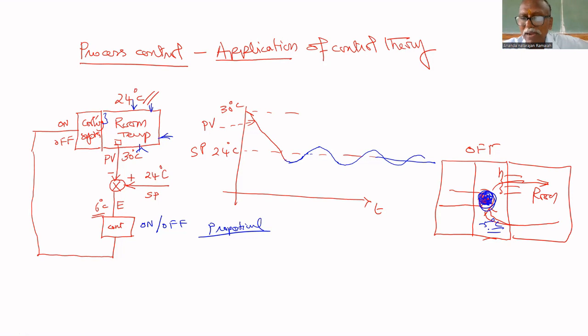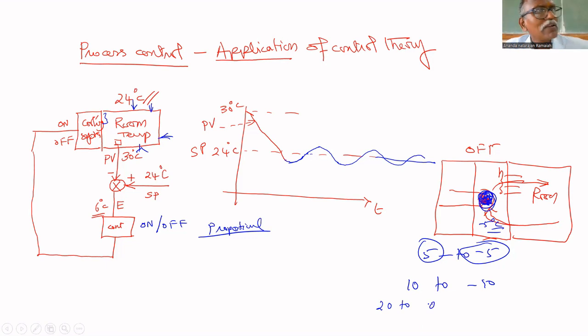So instead of keeping -5, let us assume I vary it from 5 to -5, or 10 to -10. Let us assume like that. Or I can assume 22, because I have to bring it to 24 only. 22 to 0, let us assume. Its temperature can be varied from 20 to 0.